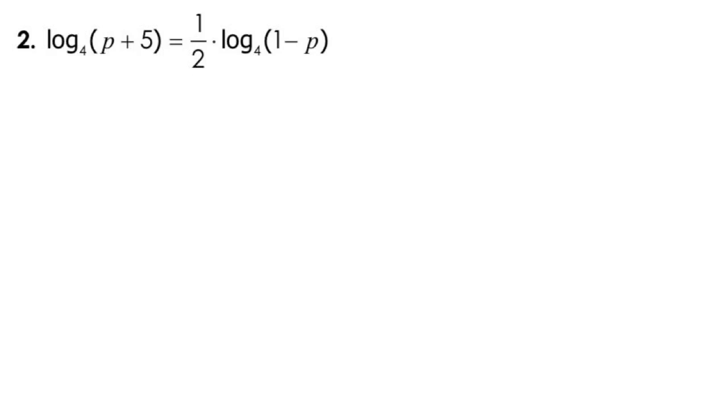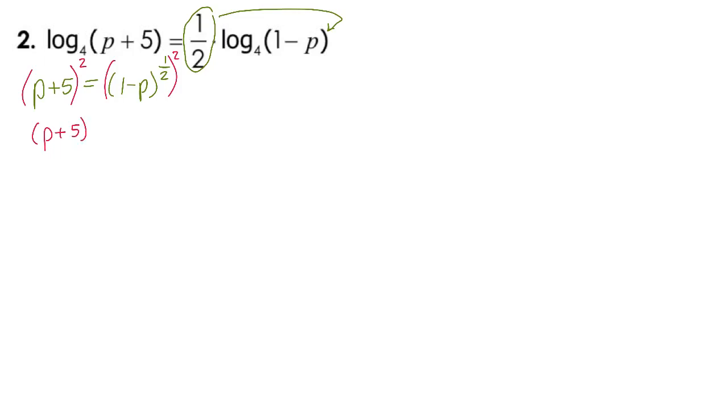Okay, our next problem, again going through the same process, and over on this other side we see that this 1/2, we're going to have to move that up to be an exponent first before we can do anything. And so when we put all of our parts together here, we have p plus 5 equals 1 minus p all raised to the 1/2 power. Now to get rid of that 1/2 power, we are going to square both sides. The square here and here. And so that's going to give me p plus 5 all squared equals 1 minus p.